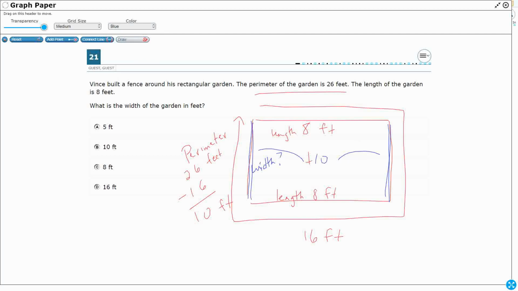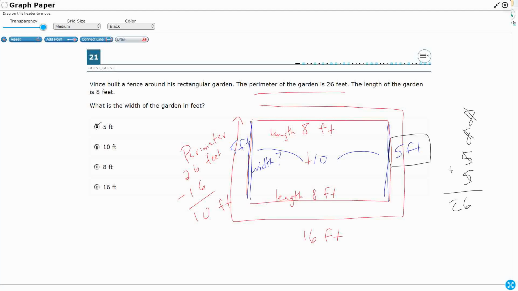So what we need to do is cut it in half. And what's 10 cut in half? It's 5 feet. So if we make the width 5 feet, then that's going to work. And let's just double check. Let's make sure we got it right. We're going to add up all four sides. 8 plus 8 plus 5 plus 5, right? So it's 8, 16, 21, 26. So that double checks. Our answer here is 5.